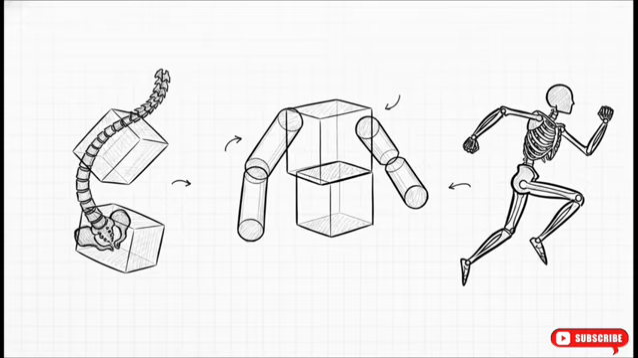And third is skeletal alignment. This is the secret sauce that brings realistic rhythm to those simple, blocky shapes.